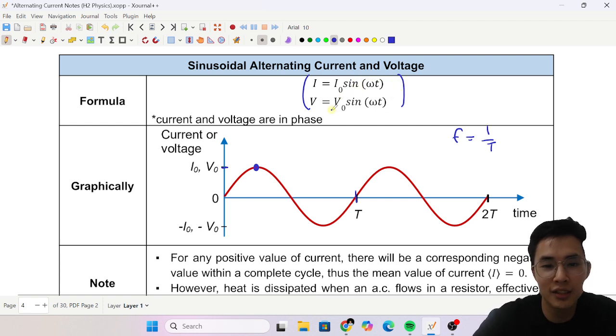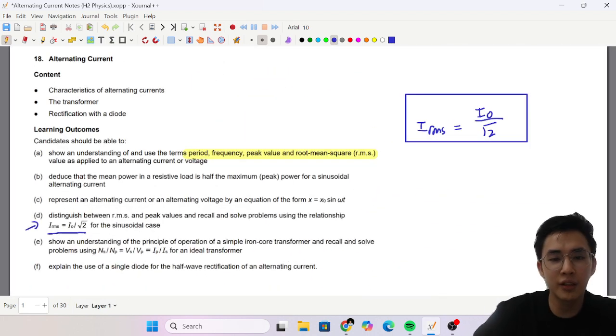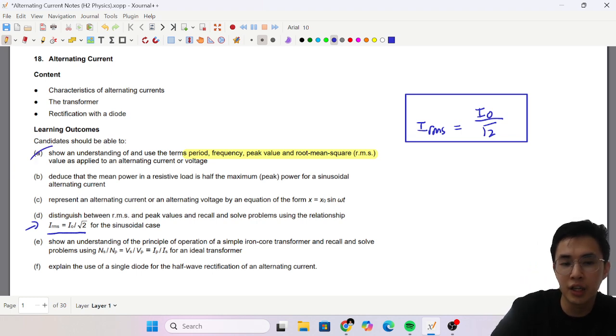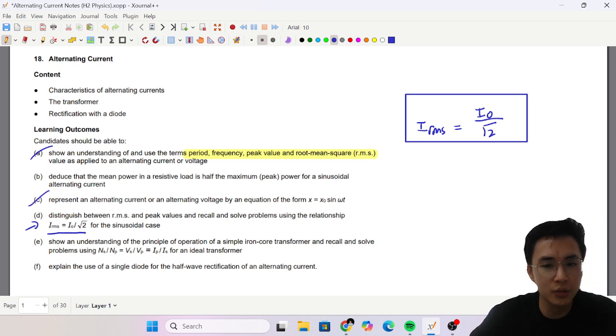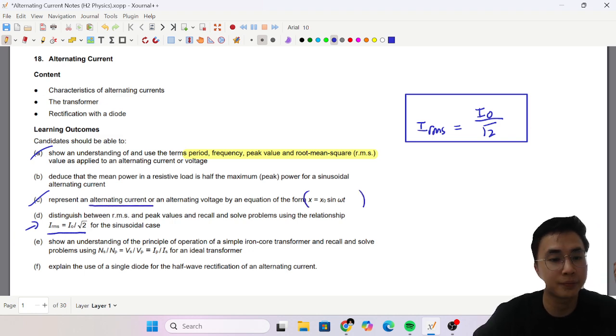Actually, this is a couple of learning objectives that we've killed off already. It's a really short chapter. So I'll cancel off learning objective A, and I also can cancel off learning objective C. We have understood all the important terms. We've also known how to represent an AC mathematically using this.